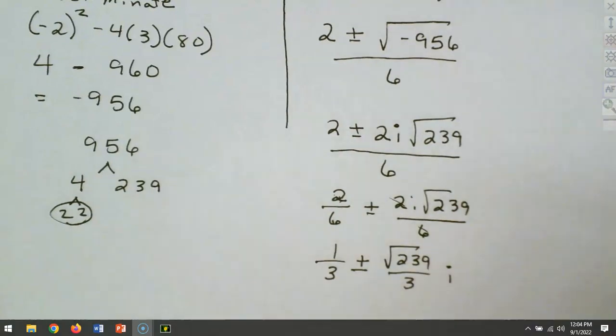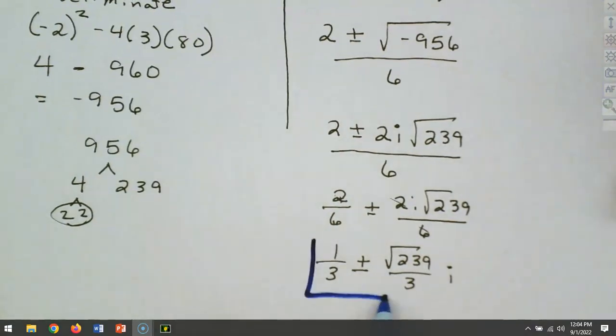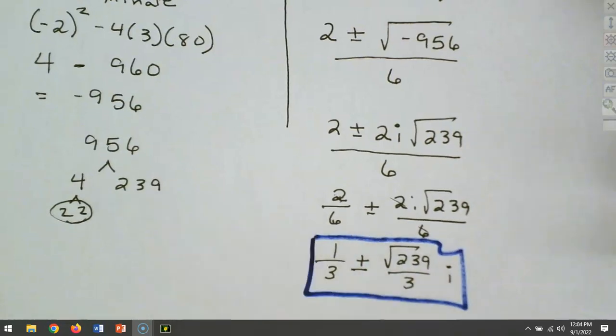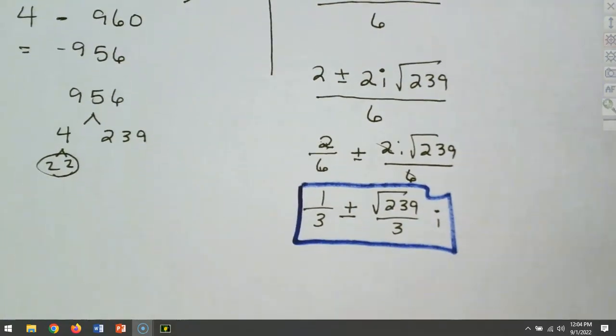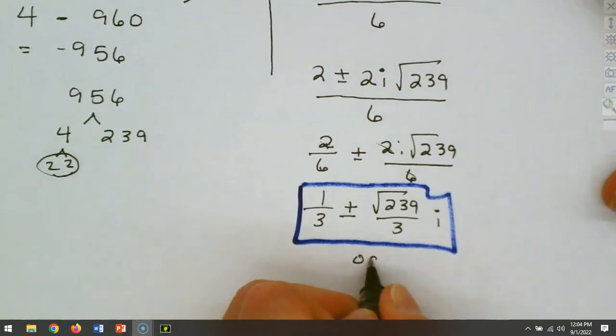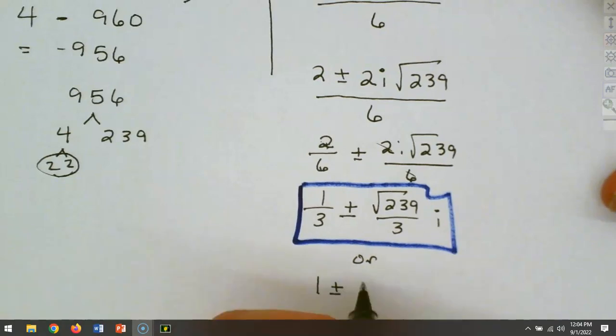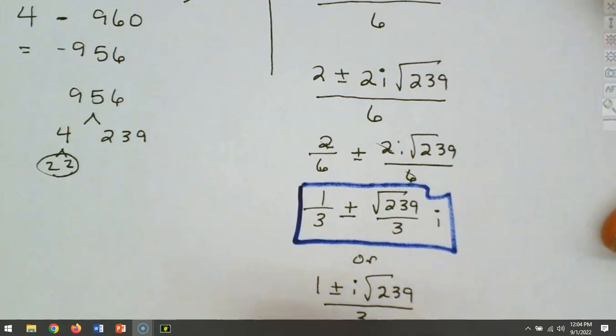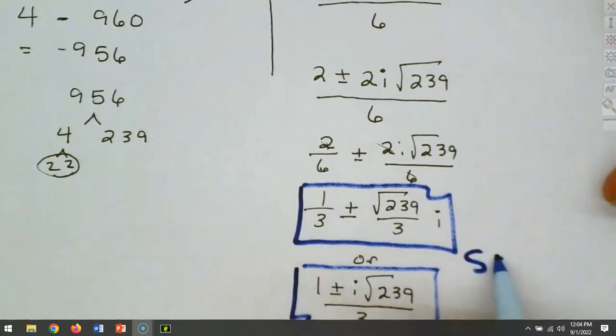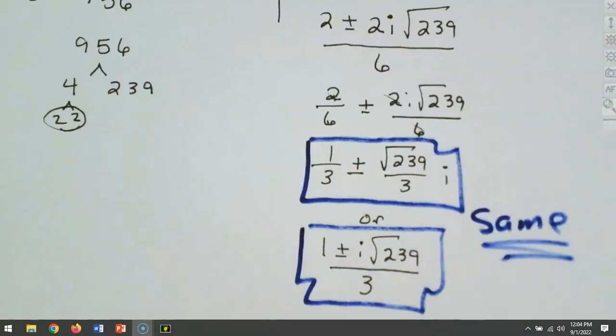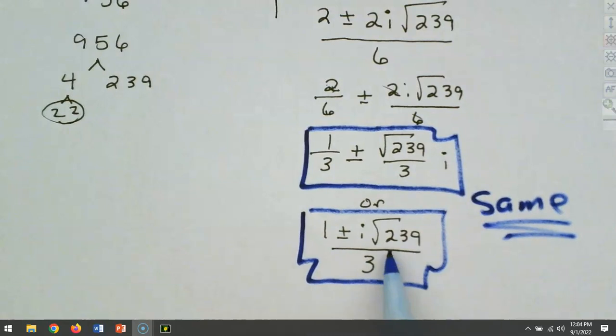So there's your solution. Or you can combine them back together. And they're the same. So you can either leave it like this, 2 separate fractions, or you could put them together as 1 plus or minus i square root of 239 over 3. These are the same. So either one will work. A lot of times the textbook will write it like that. I usually split them up, but you can leave it as one fraction. Either way, they are the same. They're equivalent.